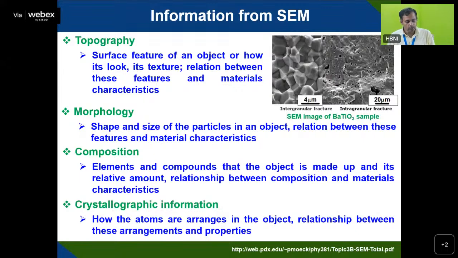You can also see the composition, what chemical constituents are present in a particular compound or element of that object. The elements and compounds that the object is made up of, and their relative amount. The relation between composition and material characteristic can be found out. That is, element analysis is possible by using a scanning electron microscope.